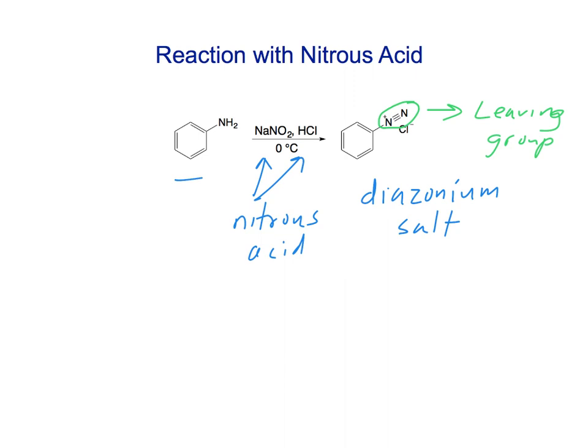Because N2, the gas that's in the air and everything, is super stable, it makes a very good leaving group. So it allows us to do substitution reactions on benzene rings in a way that we haven't done before.